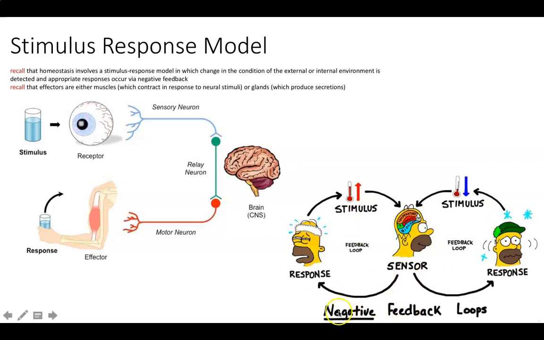And basically what I want to pull out from this diagram is that when there is a stimulus that is perceived and our body does the opposite, a counter effect to that stimulus, that is called negative feedback.